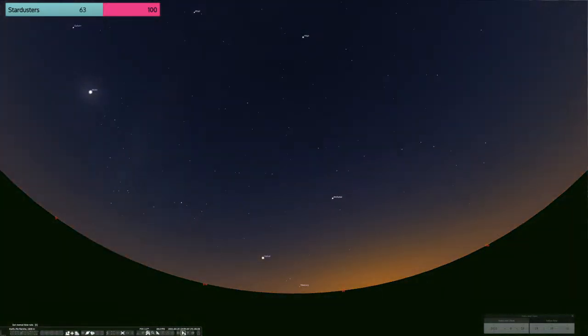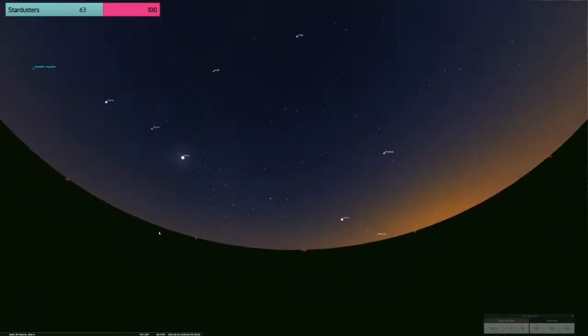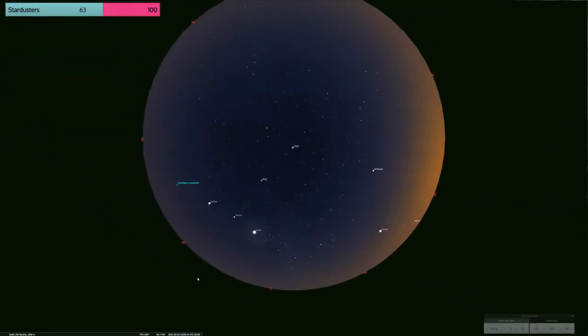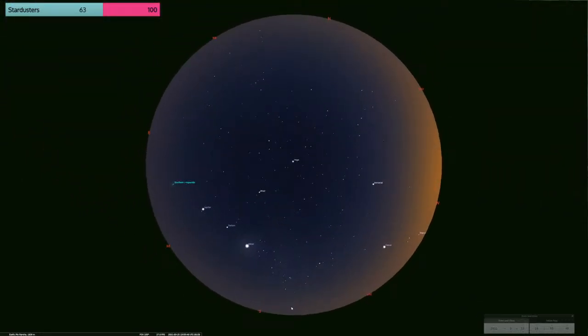Let's go ahead and set this down. All right, here we are. We are looking at the night sky now. I'm going to back it up. This is the entire nighttime sky tonight, facing south, actually with our head tilted all the way up.